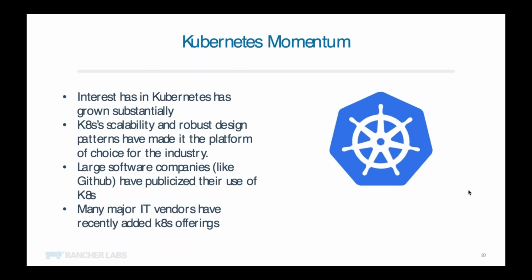Now, the reason we decided to make this shift is the tremendous momentum that Kubernetes has gained. Kubernetes is a really well-engineered project, which makes it highly scalable and robust. And these are some of the qualities that all users and companies are definitely looking for. And that is why large software companies such as GitHub have even publicized their use of Kubernetes.